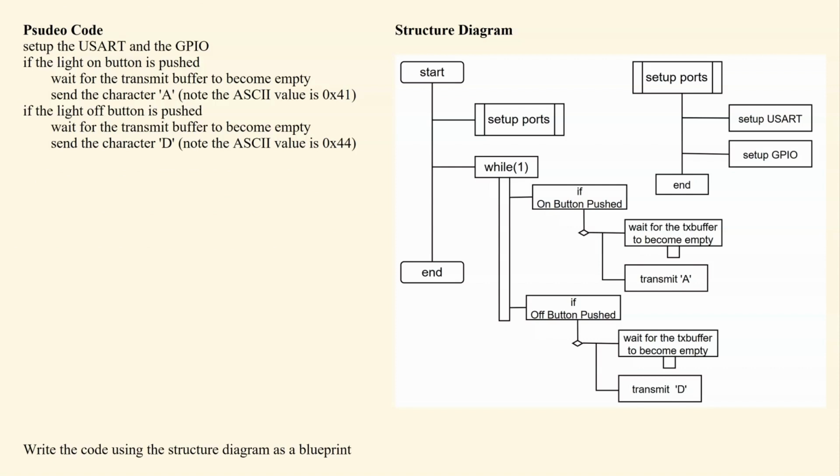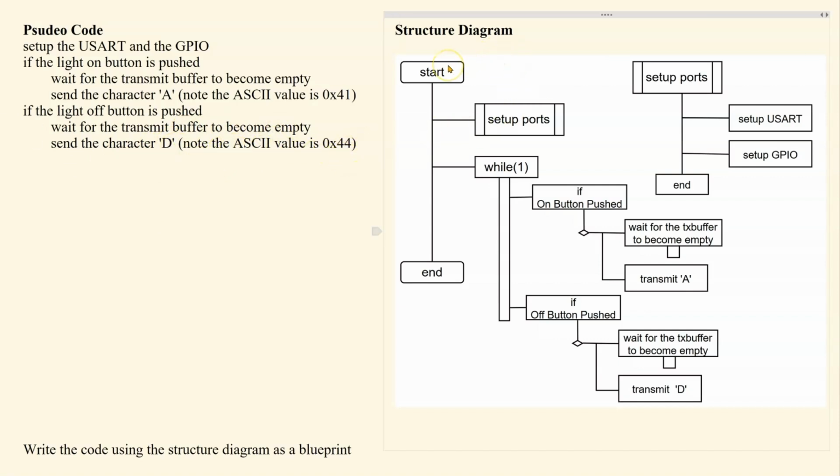So when writing the code for this problem, we first write the pseudocode and then the structure diagram. In the pseudocode, we set up the USART and the GPIO. If the light on button is pushed, first we should wait for the transmit buffer to become empty before we send anything. Then we send the character A, and in ASCII, A is 0x41. Alternatively, if the light off button is pushed, once again we wait for the transmit buffer to become empty, and then we send the character D, which in ASCII is 0x44.